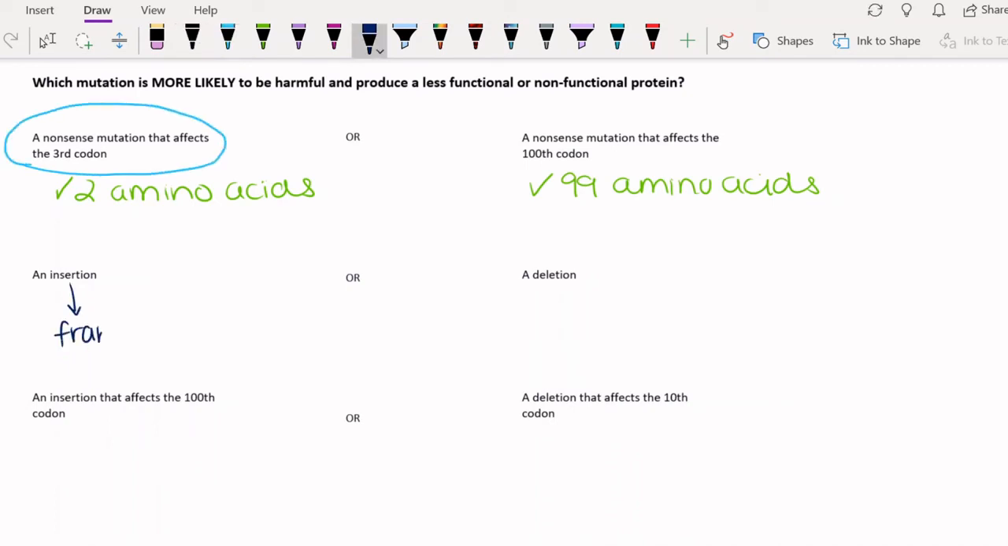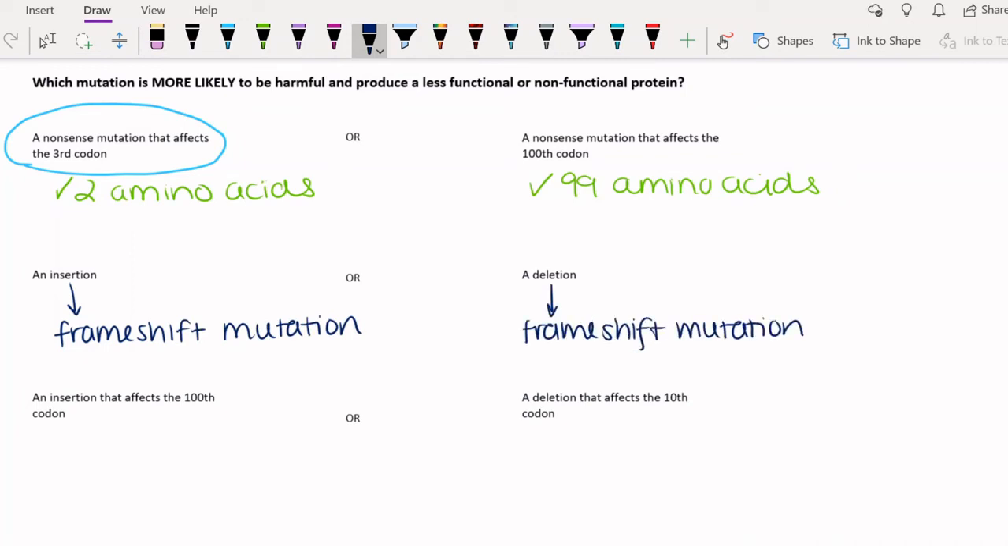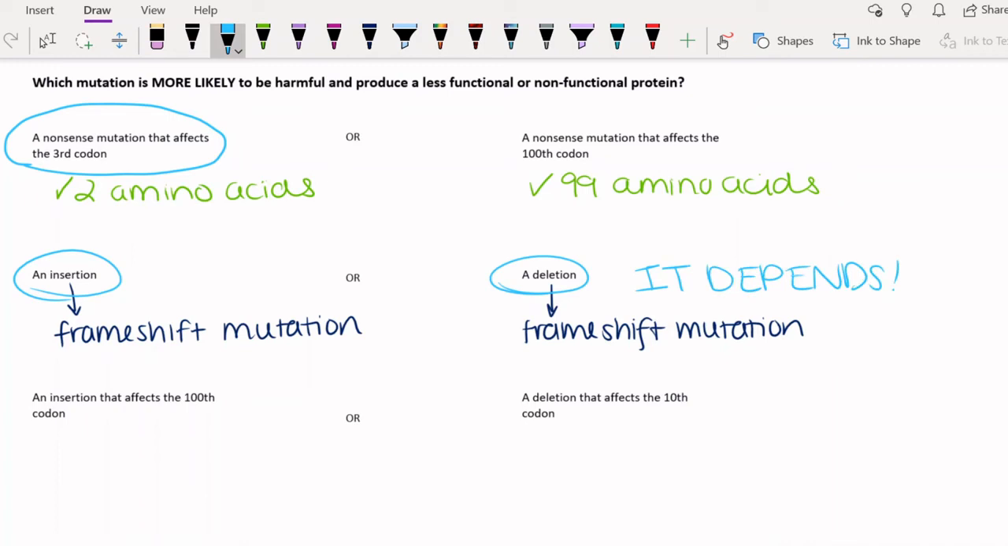Insertion versus deletion? Well, this is actually a trick question. Sorry. Both will result in a shift in the reading frame, changing all the amino acids after the mutation. It depends on the specific situation, not whether the mutation is an insertion or deletion.